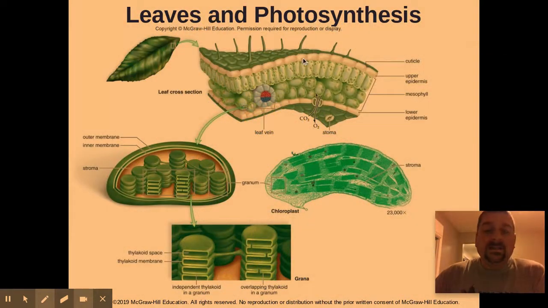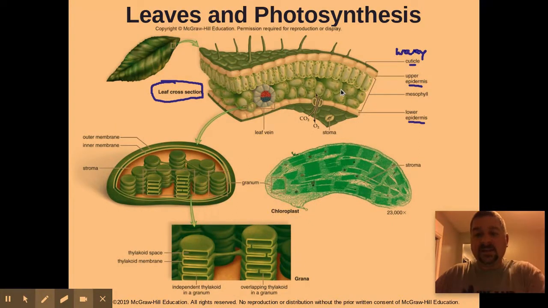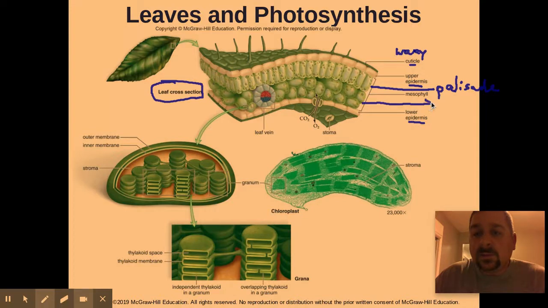This is a cross section of the leaf that I was referring to earlier. On the outside, you have a waxy cuticle that helps protect the leaf. Underneath that, an upper and lower epidermis on both sides of the leaf. And then in here are our mesophyll. These ones that are arranged nice and neat are often known as the palisade mesophyll. And these that are a little bit more random are known as the spongy mesophyll.